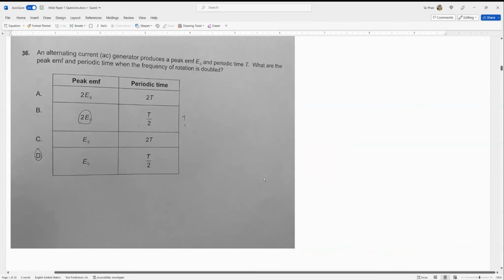The next one: an alternating current AC generator produces a peak EMF E0 and periodic time T. What are the peak EMF and periodic time when the frequency of rotation is doubled? Peak EMF, frequency double, AC generator.